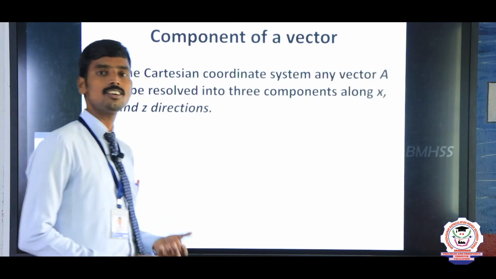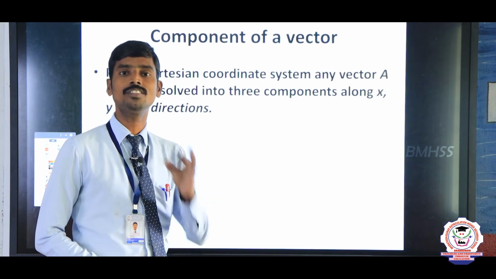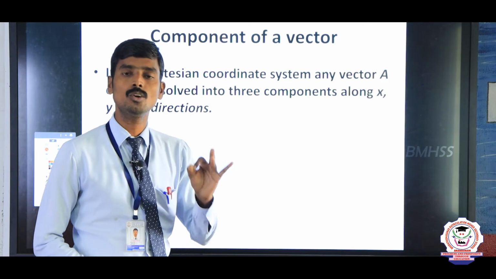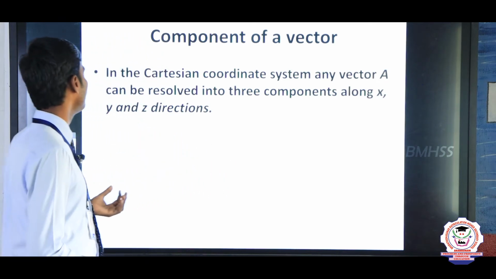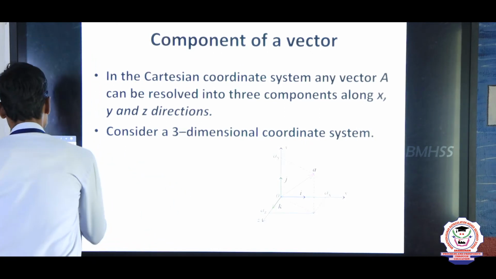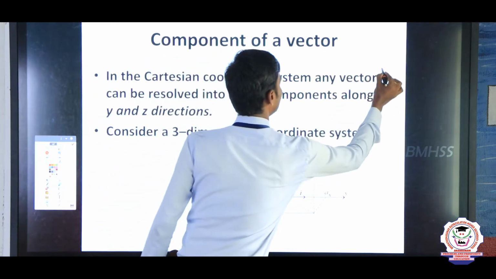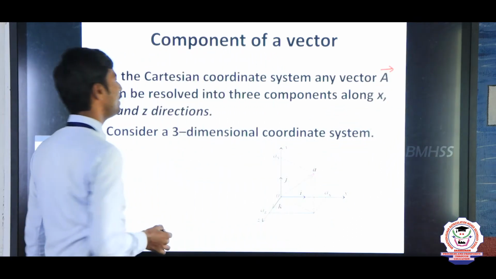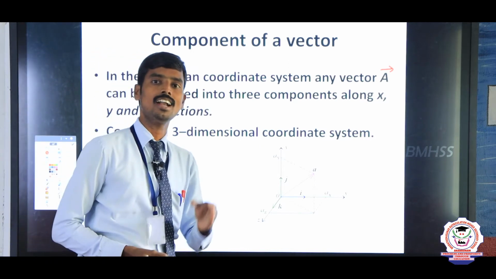Already we know the basic concept of the Cartesian coordinate system. The Cartesian coordinate system consists of three coordinates: x coordinate, y coordinate and z coordinate. Now I am going to explain the components of a vector in the Cartesian coordinate system. Any vector can be resolved into three components along the x coordinate, y coordinate and the z coordinate.